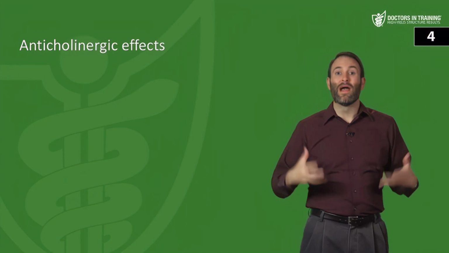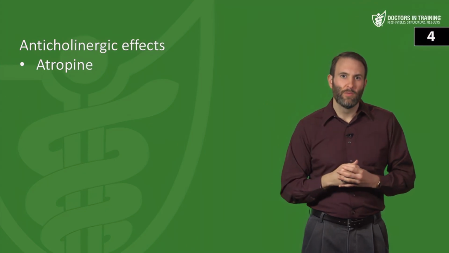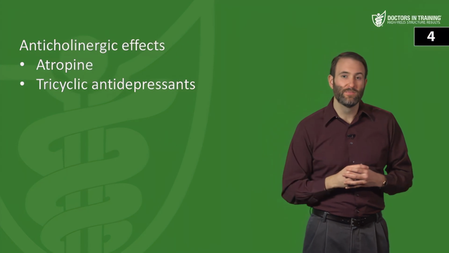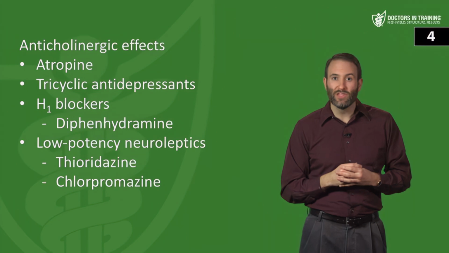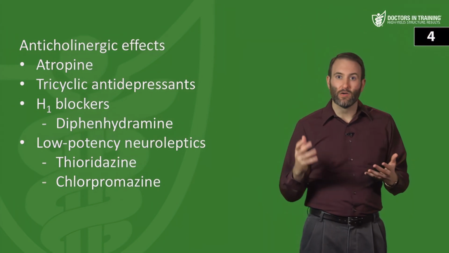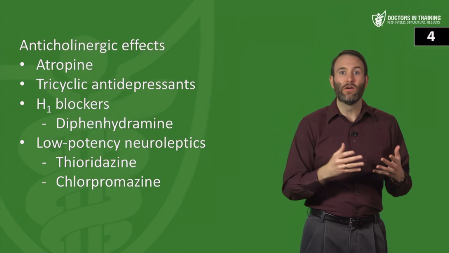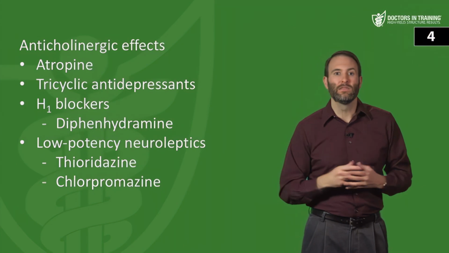Remember, these effects will dry you up. Atropine is sort of the prototype. That's a prototype anticholinergic drug. But there are other drugs that have this side effect. Think of the TCAs, the tricyclic antidepressants. The H1 blockers like diphenhydramine have this side effect. Low-potency neuroleptics like thioridazine and chlorpromazine. So you really shouldn't give these drugs to patients that have delirium or dementia or any BPH or problems with urinating or with any ileus.